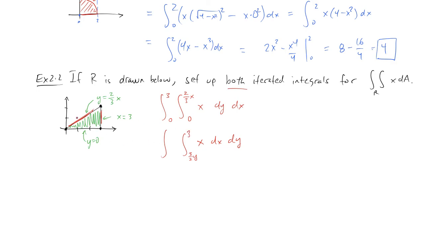So once again, we're sort of envisioning this as a lower bound as a function of y and an upper bound as a function of y. And then y is going to range then from 0 to 2. So those are our two different iterated integrals, and they both should give the same answer. So if you work this out, the final answer should be the same.